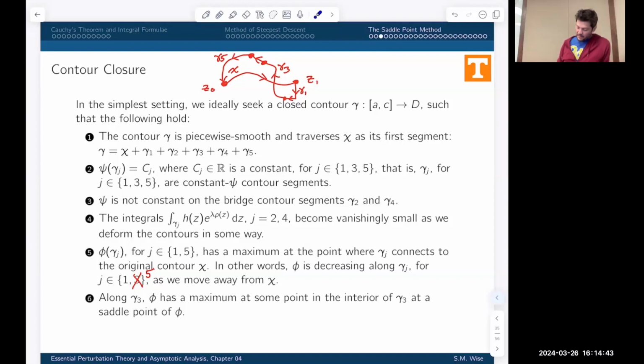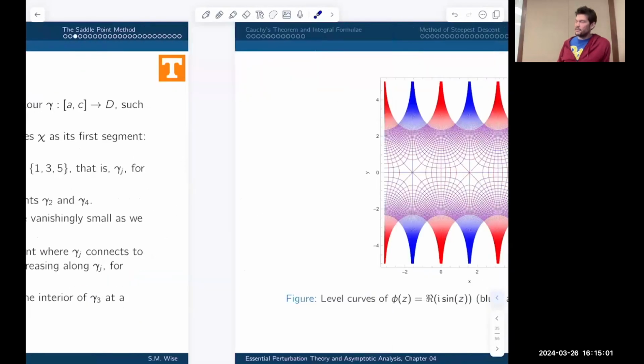Now, we didn't say anything about gamma 3 yet. What is phi doing on gamma 3? This is the new part. Along gamma 3, phi has a maximum at some point in the interior of gamma 3, precisely at a saddle point of phi. All right, so let me show you a picture.